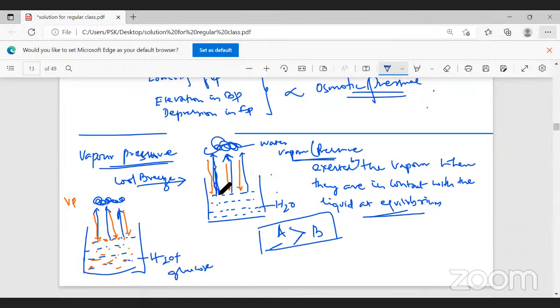Therefore, instead of more water molecules vaporizing, only a smaller amount of water will vaporize. Glucose will not vaporize; glucose will remain here only. So only a small amount of water molecules will vaporize. Therefore, the vapor pressure of the solution is always less than the vapor pressure of the pure solvent. You have to note this. Any solvent for that matter. We have taken water as an example, but it can be any solvent.